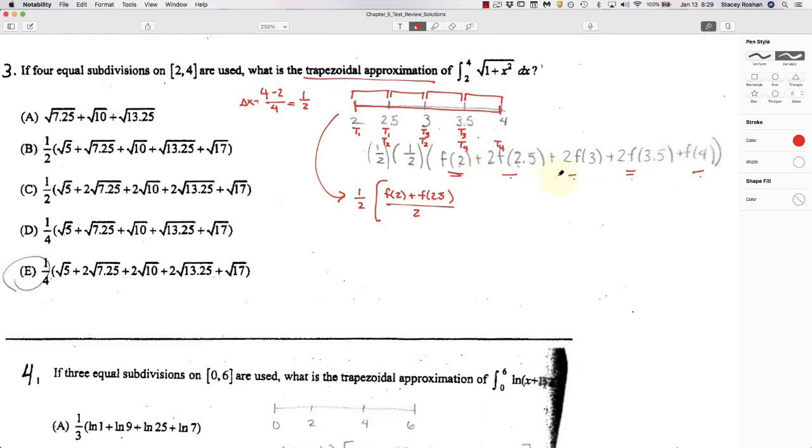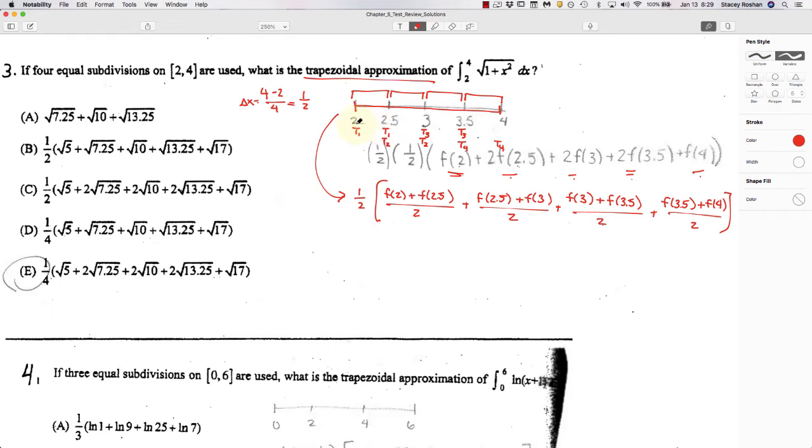But if you don't want to break it down like that, you can just do all of the averages of each one. So first trapezoid, and then the second trapezoid, you're going to use f of 2.5 plus f of 3 over 2, plus, now you're going to do 3 and 3.5. You're just averaging them. And then the last one is 3.5 and 4. Okay, so again, you're just averaging them.